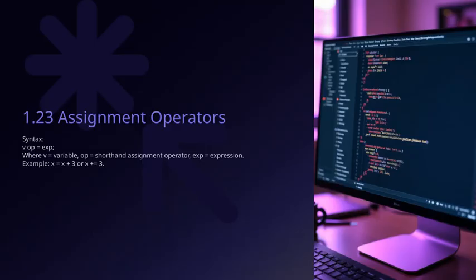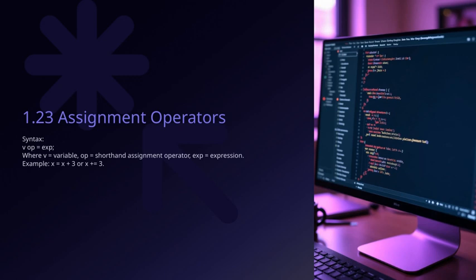Let's take a look at assignment operators, which are a crucial part of coding. The basic syntax is straightforward: V op= exp, where V is your variable, op is the shorthand assignment operator, and exp is the expression you're assigning. For example, instead of writing x = x + 3, you can simply write x += 3. This shorthand makes your code cleaner and more efficient.